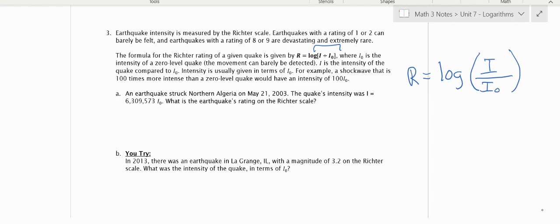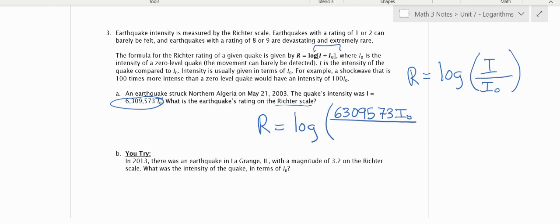They give you this where I is 6,309,573 IOs. So what's the Richter scale? R is Richter. I'm just going to substitute my value in. It can look a little intimidating, but when you put it all in, it usually doesn't end up being too bad. I have an initial IO, and my original formula has IO as well, so these actually cancel out. You're going to find with the U-try, you don't even need to worry about it because the IOs are going to cancel out too.